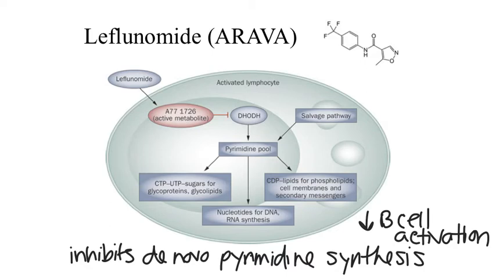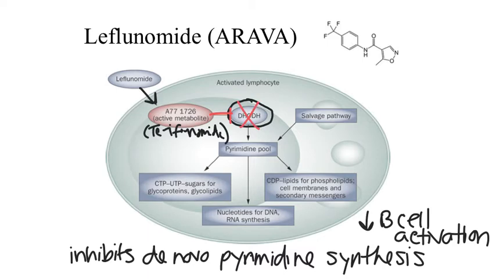Leflunomide inhibits this de novo pyrimidine synthesis by specifically inhibiting the enzyme dihydroorotate dehydrogenase, or DHODH. Leflunomide is transported into cells as the parent compound or prodrug, where it is subsequently converted to its active metabolite, which is, in fact, teriflunomide. Teriflunomide is then the active component that inhibits dihydroorotate dehydrogenase.